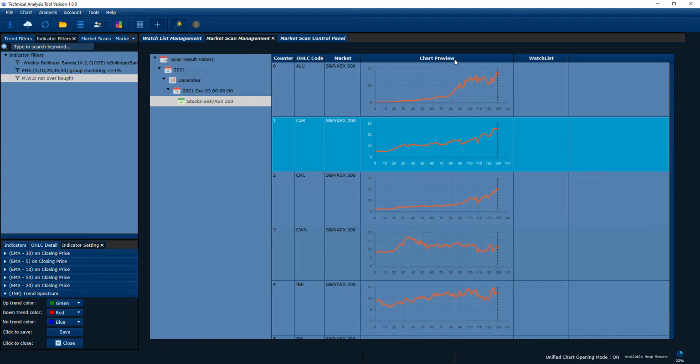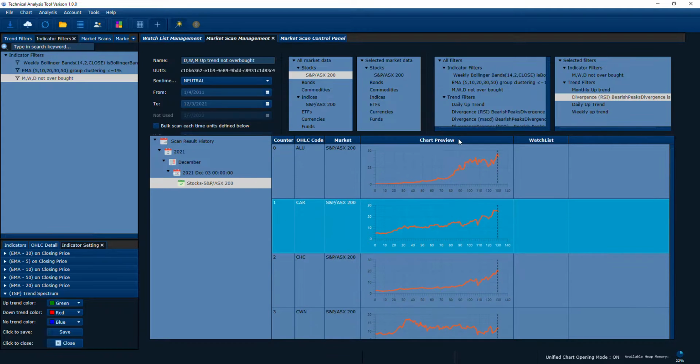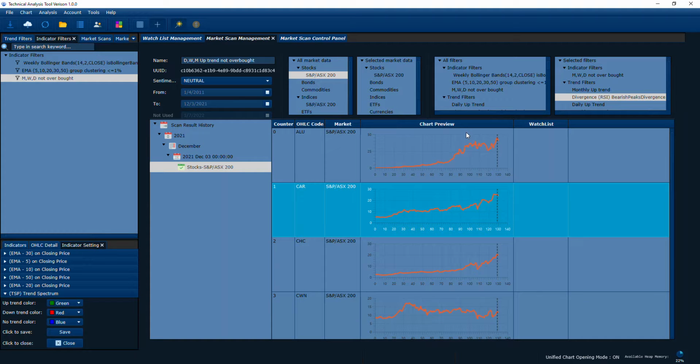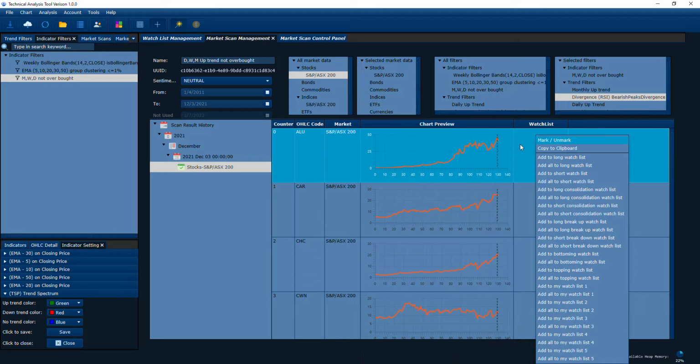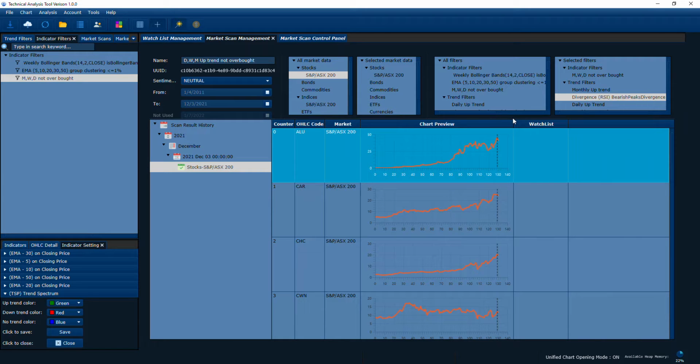So suppose we did this scan on 3rd of December. If we bought all of them on that day, or on the very next week, Monday, let's take a look. What are we going to do? What do we have?